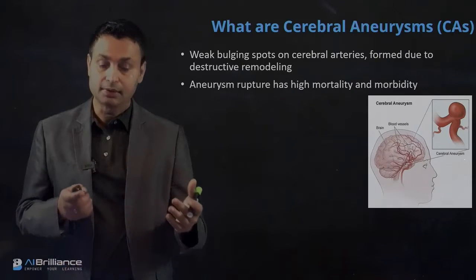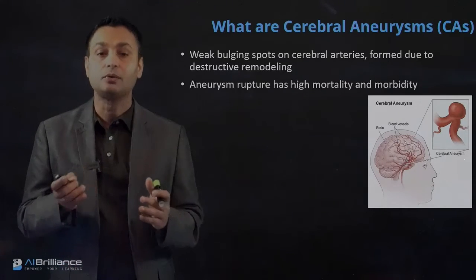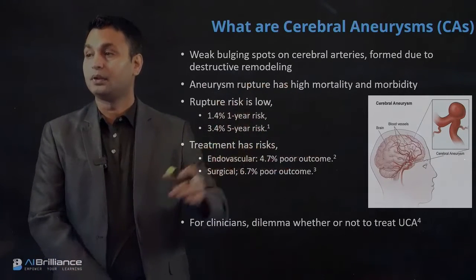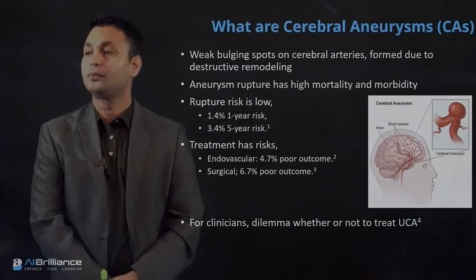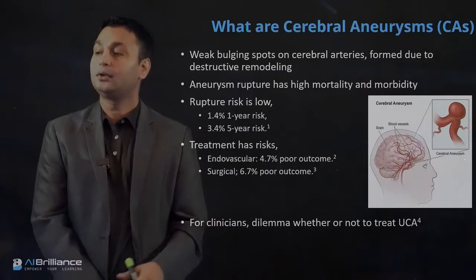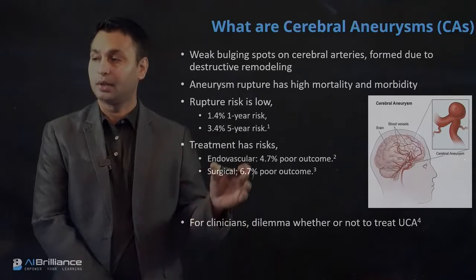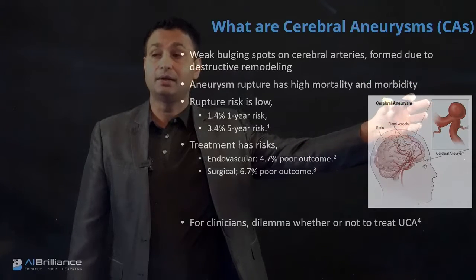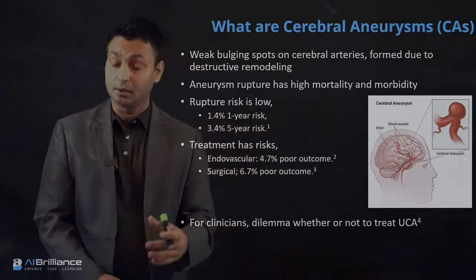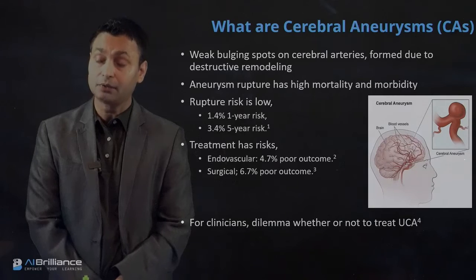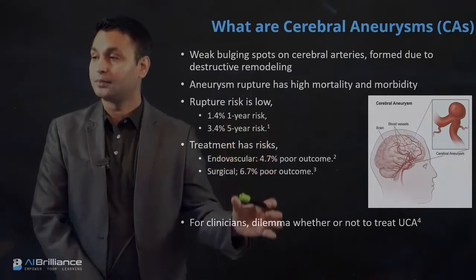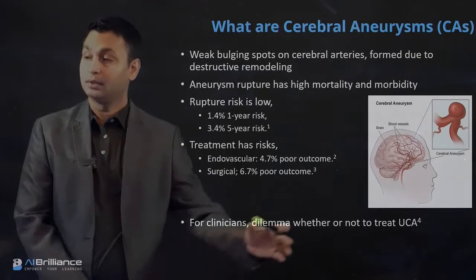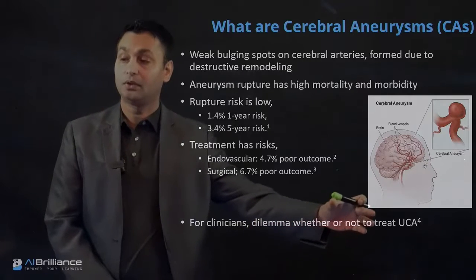So you can use this as a basis to prescribe what should be done with the specific case we have. Again, the rupture risk is low, typically 1.4% in 1 year and 3.4% in 5 years. And then there are typical treatments that you can have, endovascular or surgical processes. So based upon what you have identified in the image that you got after scanning a patient, you want to decide what possible treatment option you are going to take. Okay, so for many clinicians, the dilemma is whether or not to treat this.